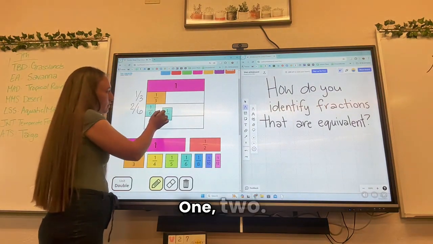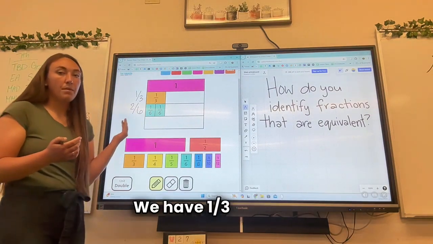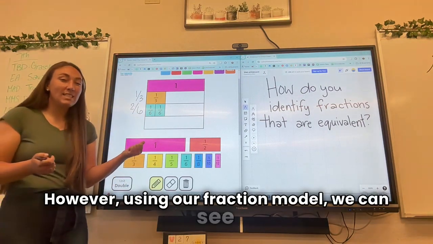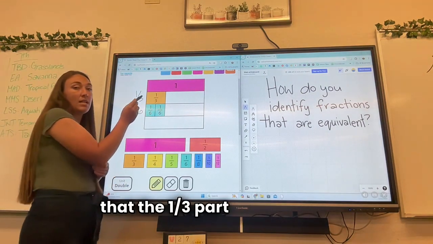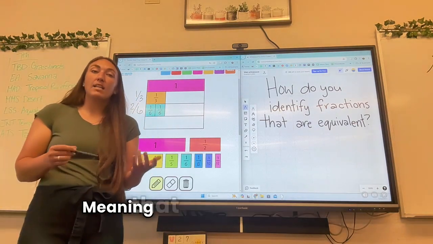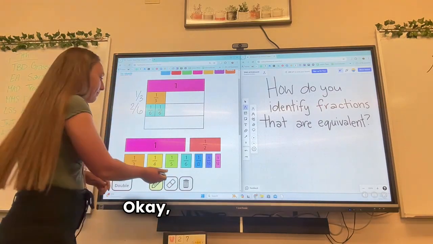1, 2. Now remember, our denominators are different. We have 1/3 and 2/6. However, using our fraction model, we can see that the 1/3 part takes up the same amount of space as our 2/6. Meaning that these two fractions are in fact equivalent. Okay?